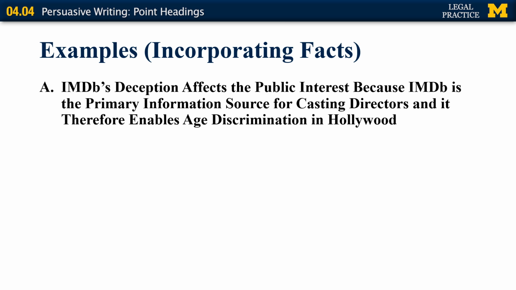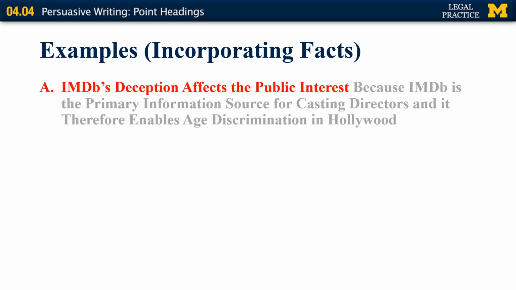IMDb's deception affects the public interest because IMDb is the primary information source for casting directors, and it therefore enables age discrimination in Hollywood. So this isn't a really succinct sentence, but because of the way it's organized, it's easy to grasp the key information on one reading. It starts with the key assertion, IMDb's deception affects the public interest, and then it has the because clause. Because IMDb is the primary information source for casting directors, and it therefore enables age discrimination in Hollywood.